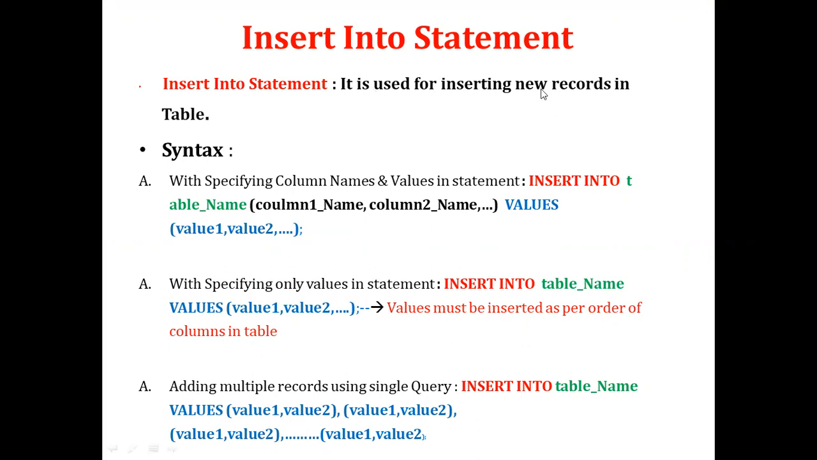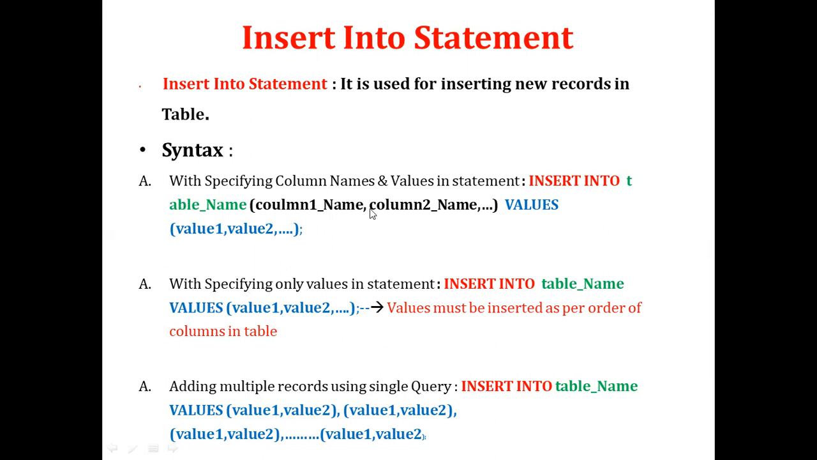It is used for inserting new records in the table. First of all, you have to use the keywords INSERT INTO followed by the table name. Then use the round bracket for mentioning the column names. Then write the keyword VALUES, not VALUE, it is VALUES. Then go for value 1, value 2. These values for the corresponding columns you have to mention in the same sequence.